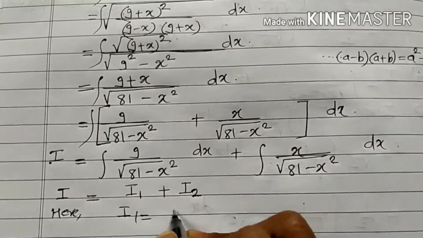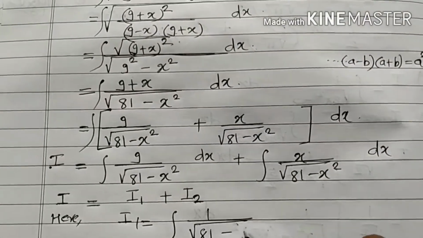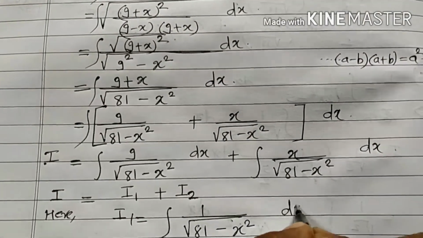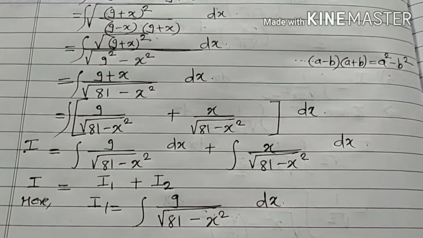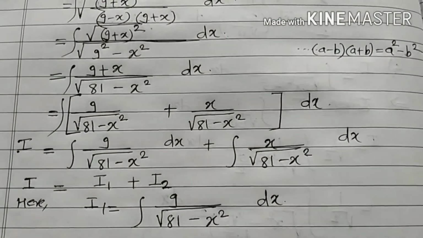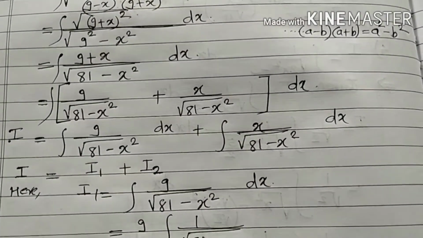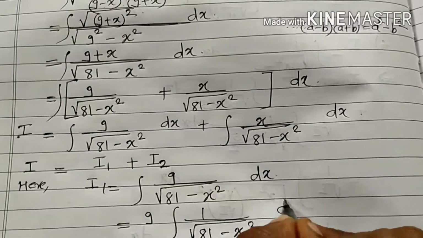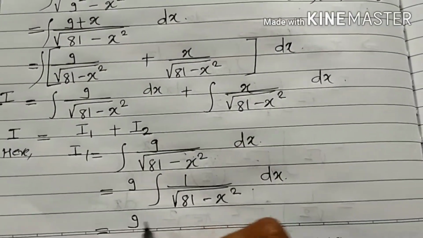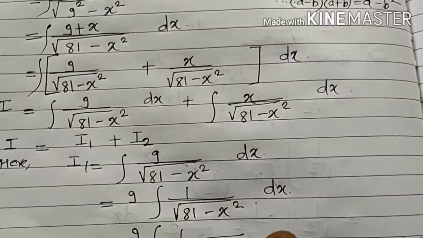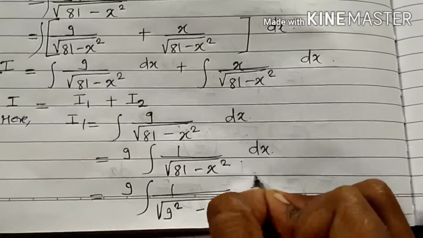I1 is equal to integration of 9 upon under root of 81 minus x square dx. Sorry, here 9 is absent. So 9 is constant, take it outside of integration. 81 minus x square dx. Now 81 is the square of 9, so you can write here integration of 1 upon 9 square minus x square dx.